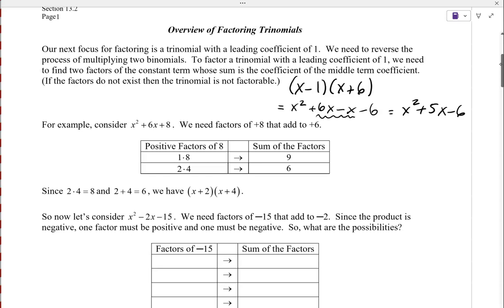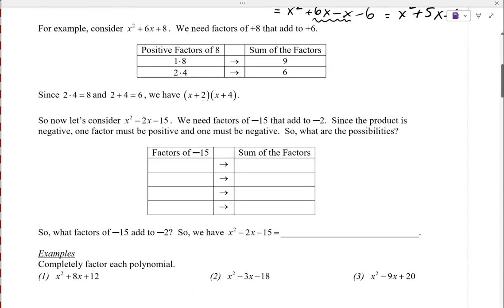Okay? So we look at the 1 and the 8, added together gives me 9. The 2 and the 4 added together gives me 6. So do you think we want to use the 1 and the 8 or the 2 and the 4 based on what's here? The 2 and the 4, right? So that's exactly how that tells us how it breaks apart. So the x times the x gives you the x squared. The 2 times the 4 gives you the 8. And when you add the 2 and the 4 together, you get the 6 that you want. Okay. All right, so let's see if we can do this with the next example.